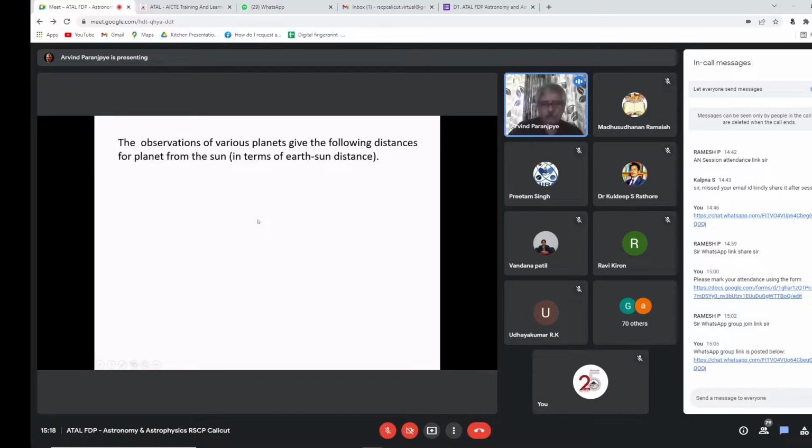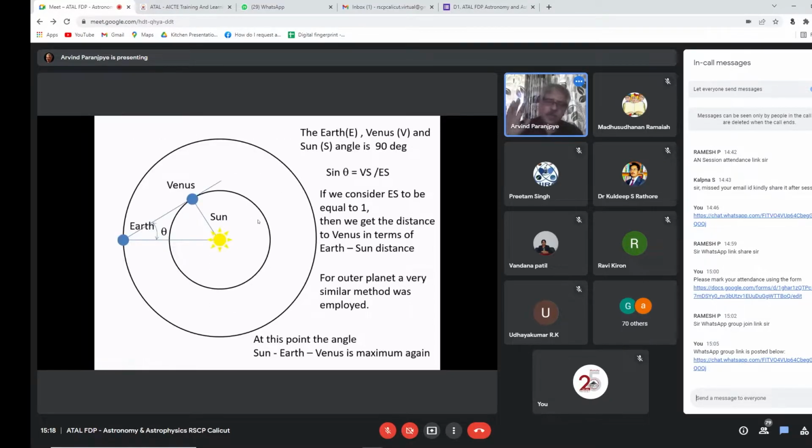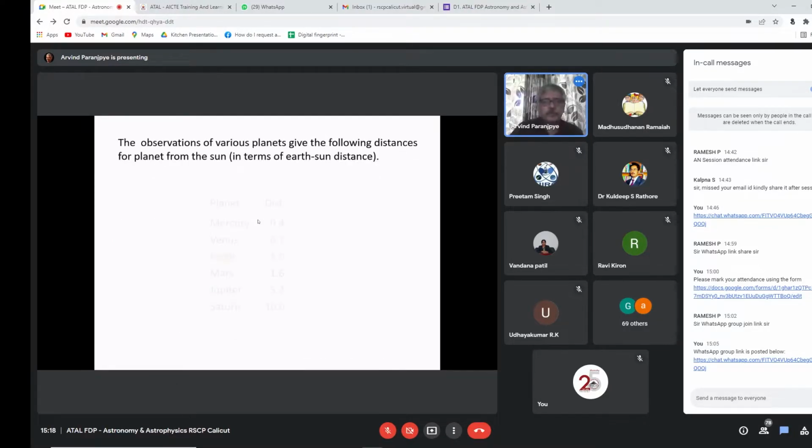Before I proceed, I must also tell you that for the outer planets it is a very similar method, but right now we will not discuss it. The observations of various planets give the following distances from the Sun. Mercury is 0.4, Venus is 0.7, Earth is of course 1, Mars is 1.6, Jupiter is 5.2, and Saturn is 10 times the distance between Earth and the Sun.